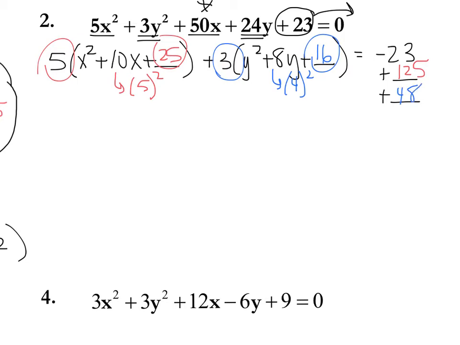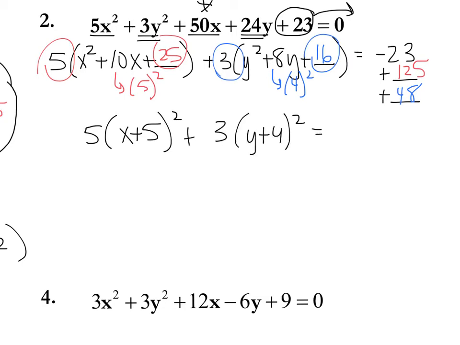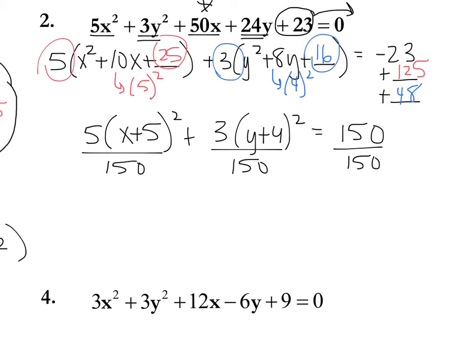Okay, so almost done. Now I've just got to clean everything up, do a little bit of factoring, and then divide at the end. So when I factor this, I get (x plus 5). Factor this side, (y plus 4). Combining like terms on the right gives me 150. And then all I have to do is make sure that equation equals 1 when you're finished. So we're going to divide everything by 150. Divide by 150, divide by 150. And that's going to reduce all of your fractions evenly.